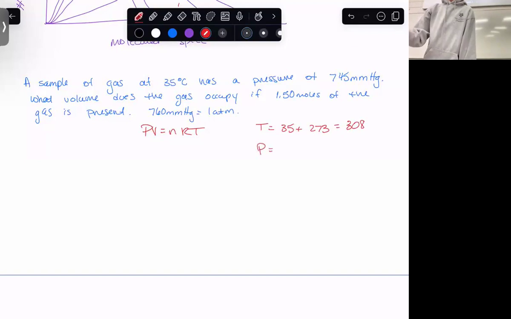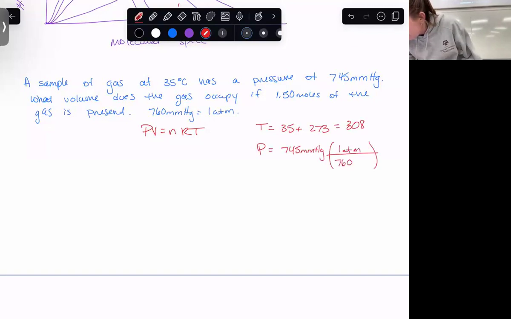Awesome, right? So we need to convert our pressure unit from millimeters of mercury to atmospheres. So we have 745 millimeters of mercury. 1 ATM is 760. So we end up with 0.98. Pretty close to 1. Now are we good?